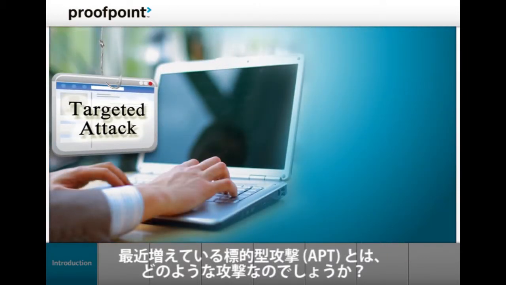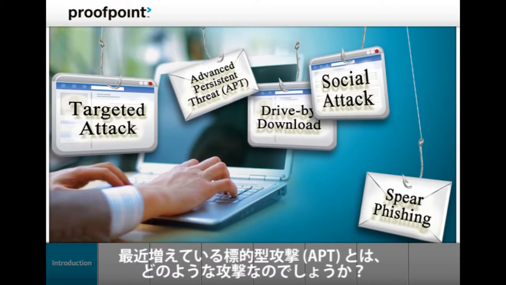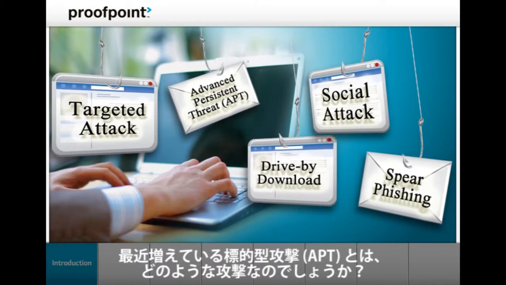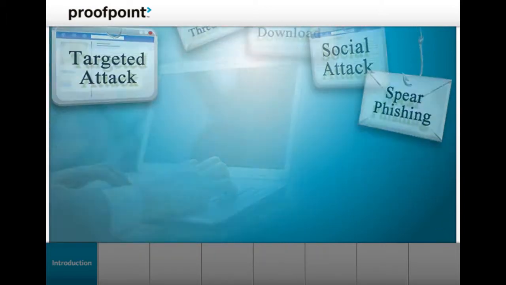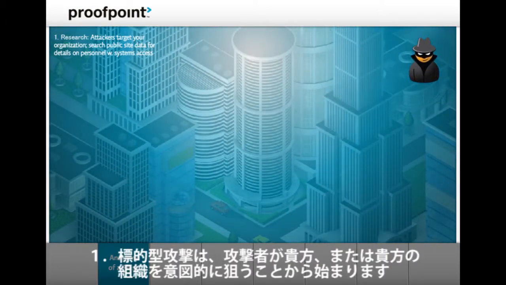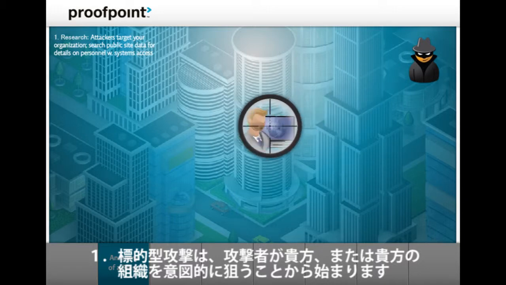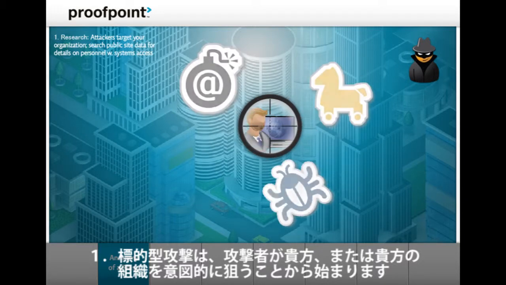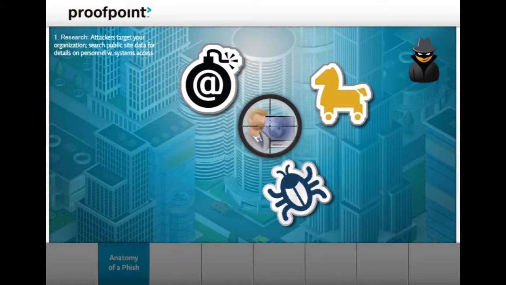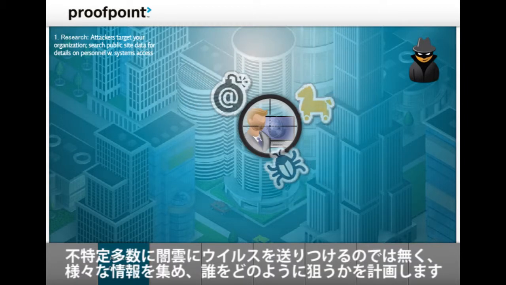So, what is a targeted attack, also known as an advanced persistent threat, or phishing? How does a targeted attack really work? Let's take a closer look. The whole process starts when an attacker consciously targets your organization. These aren't random viruses spreading from computer to computer. Someone is actually out to cause your group and your organization harm.